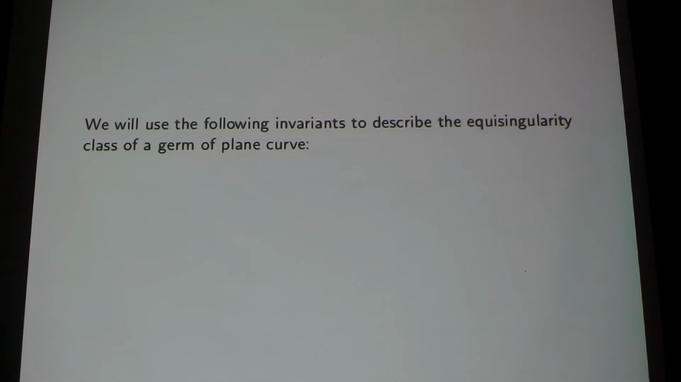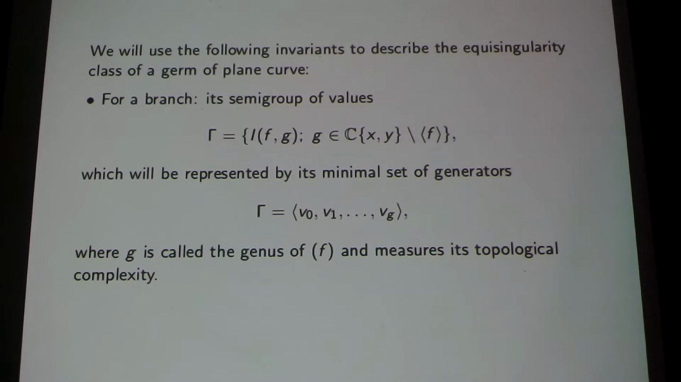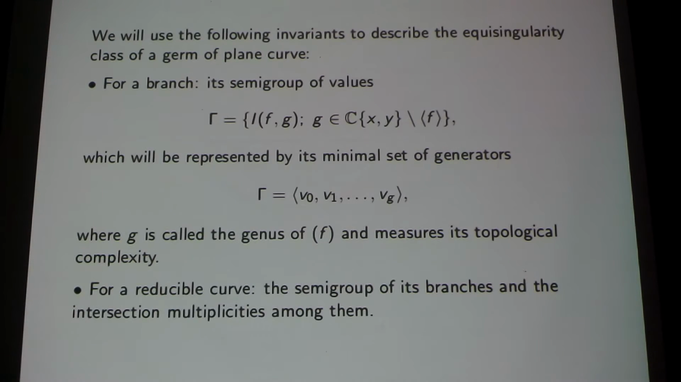So we use the following invariants to describe the equisingularity class of a germ of plane curve. There are several ways to express the equisingularity, but what we use, for a branch, is its semigroup of values, which is the set of intersection multiplicities of f with all power series which do not lie in the ideal generated by f, represented by its minimal set of generators. This semigroup Gamma is minimally generated by v0, v1, ..., vg, where g is called the genus of the curve f and measures its topological complexity. For a reducible curve, we use the semigroups of its branches and the intersection multiplicities among them. These are the characterizations of equisingularity we use.